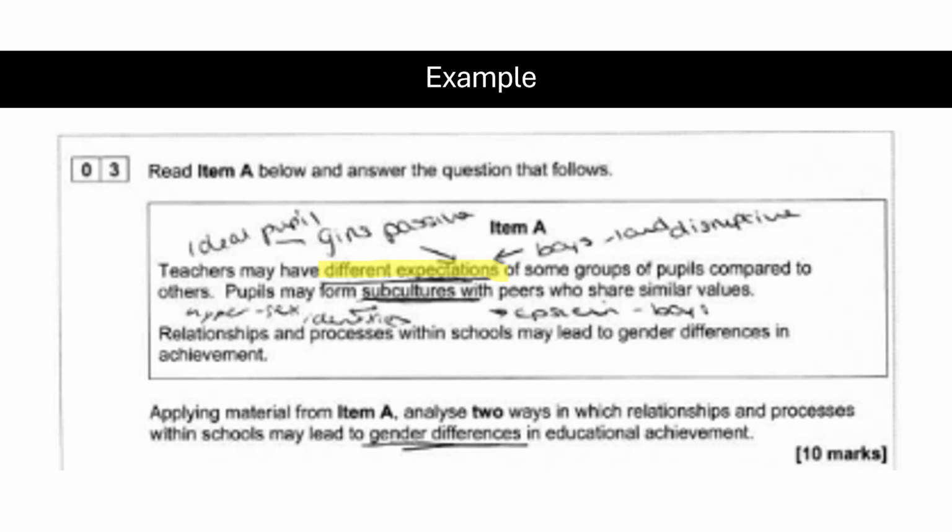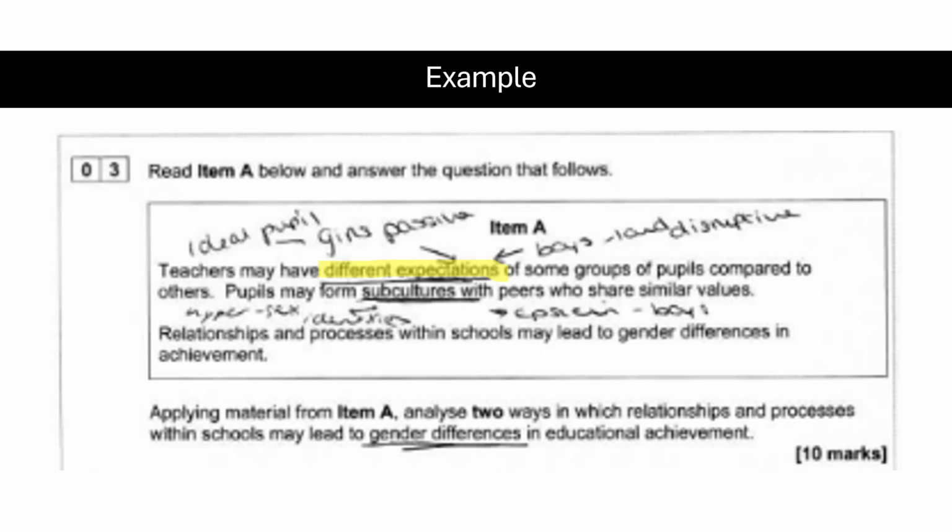So this is an example of an item. You only have about 3 or 4 sentences. So item A says: teachers may have different expectations of some groups of pupils compared to others. Pupils may form subcultures with peers who share similar values. Relationships and processes within school may lead to gender differences in achievement.